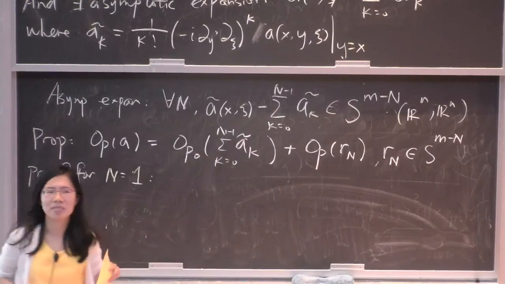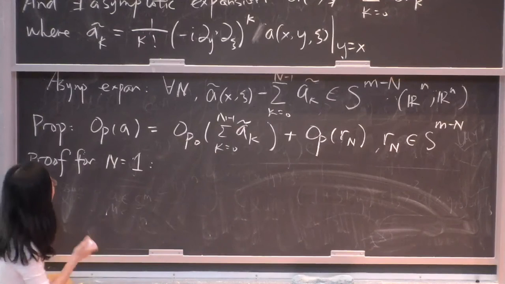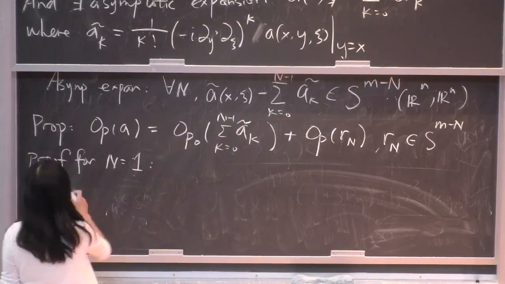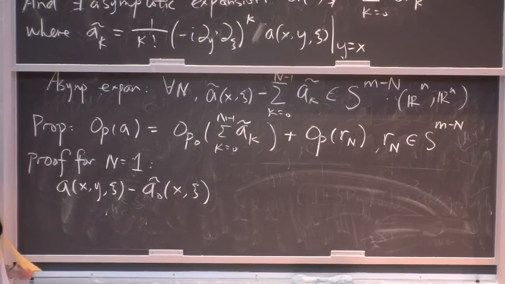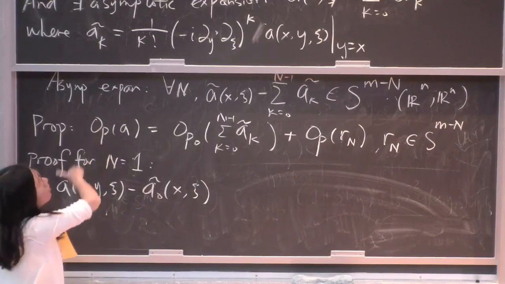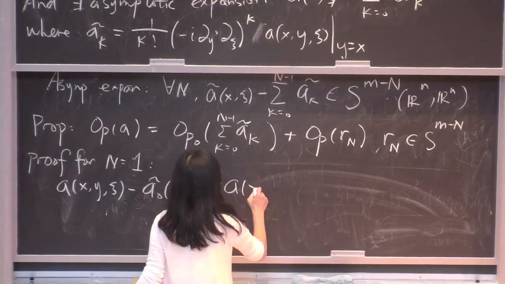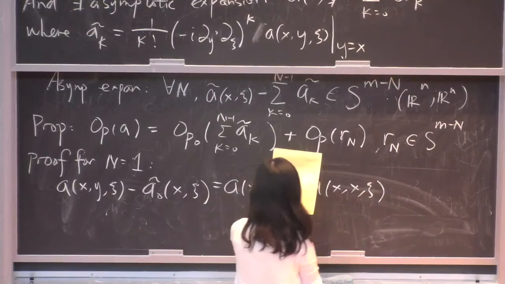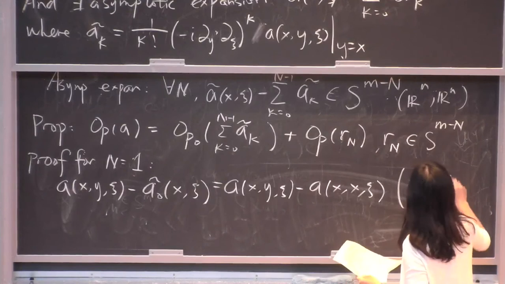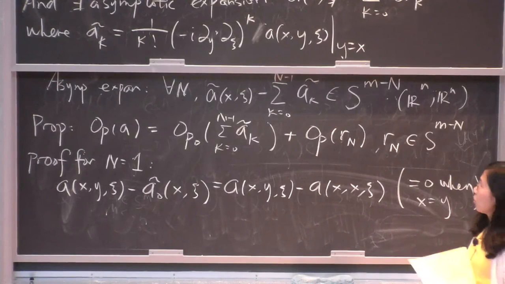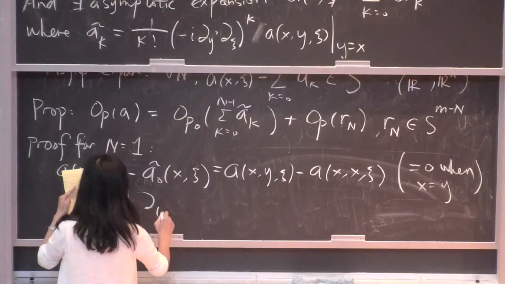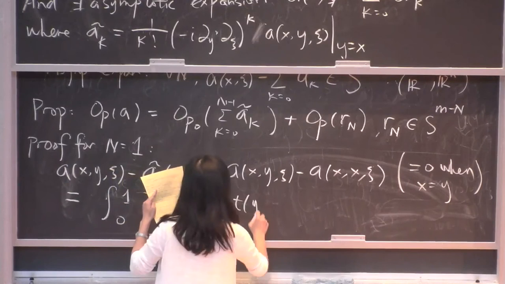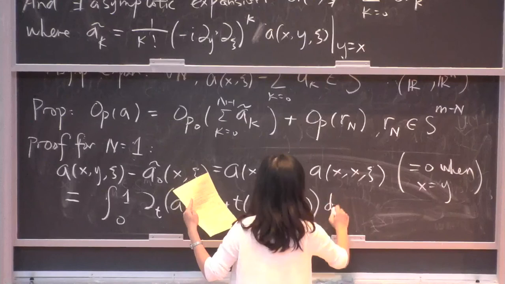So what's happening here is really the following. If you look at the first term, a tilde 0, then you'll see that a(x,y,ξ) minus a tilde 0(x,ξ), where a tilde 0 is just a(x,x,ξ). There's no derivative here because k is equal to 0, but it's restricting to the diagonal. So this is equal to a(x,y,ξ) minus a(x,x,ξ), and I know that this is equal to 0 when x equals y. Then I'm going to use this property and the fundamental theorem of calculus to write it as the integral from 0 to 1 dt of the partial t of a(x, x plus t times (y minus x), ξ) dt.